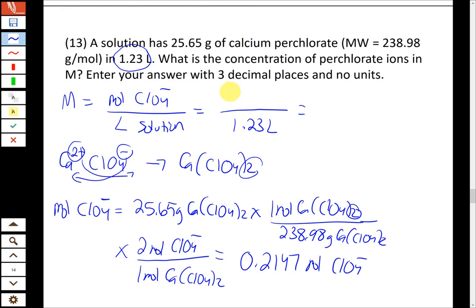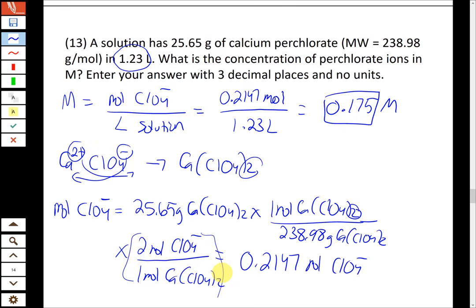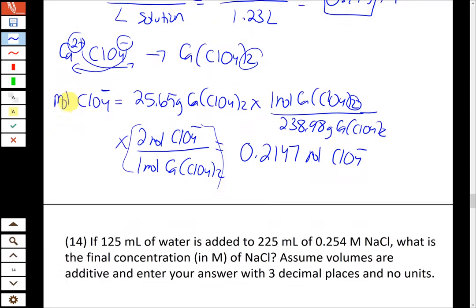And so that's going to go up into the numerator of this formula. So there's 0.2147 moles of perchlorate ions per 1.23 liters. So the molarity of that would be 0.175. And again, it's a numerical question, so just enter the number, not the unit. Okay, so this last step here is the one that we have to make sure we remember because we're looking for the total number of moles of that specific ion, not the moles of the whole compound in this case. All right, any questions on that? Okay, on to 14.